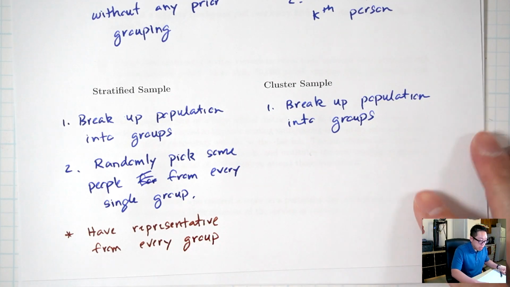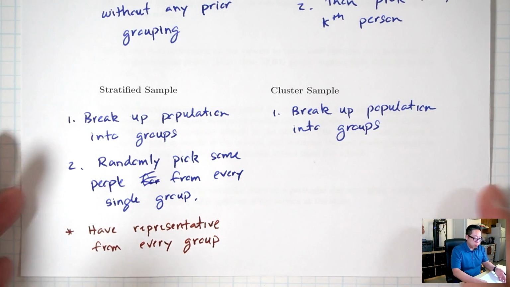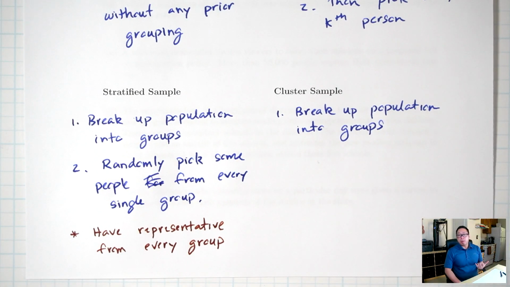Now, the typical types of groups that you see in reality is you may break up the population by gender, by age range, by income, right? Low income, middle income, upper income, by location, north, south, east, west. And the reason is you break up people into these groups because you expect there to be some differences in these groups, right? So it's important that you include people from every single group in your sample.